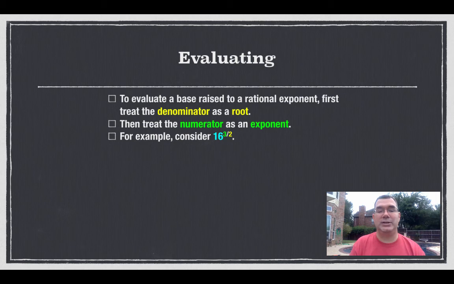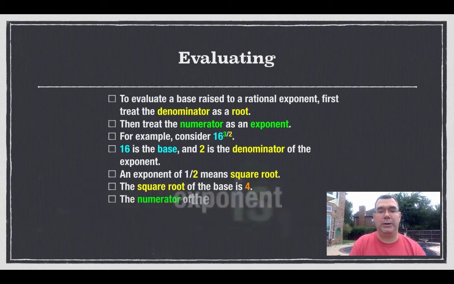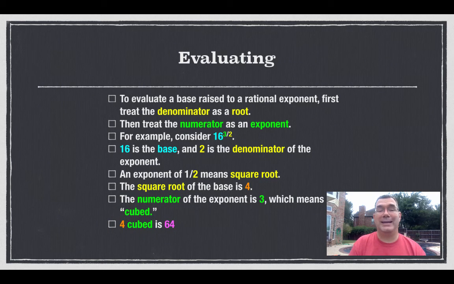So let's look at 16 to the 3/2. Okay, the first thing I'm going to do is take that 16, which is the base, and then look at that 2, which is the denominator of that fraction. I'm going to treat that 2 as a root, specifically a square root. So I'm going to find the square root of 16 first, and that is 4. Now I can look at the 3 in that exponent, the numerator, and I can treat that as an actual exponent. So I will raise that 4 to the 3rd, which means I'm going to cube it, multiply 4 times 4 times 4, and that is 64. So my answer to 16 to the 3/2 is 64.